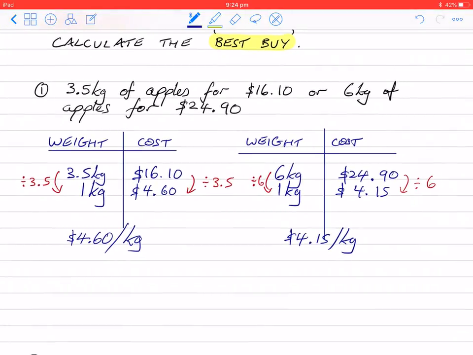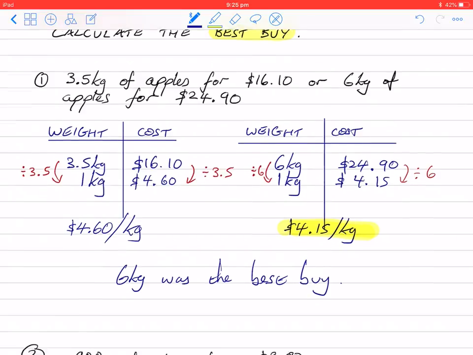Now we had to say which was the best buy. So the best buy is obviously the cheaper one. So that one is cheaper. So we say 6 kilograms was the best buy, or something like that. All right. Now in this question we found out the cost per kilogram.